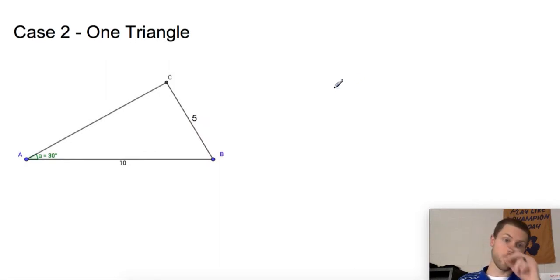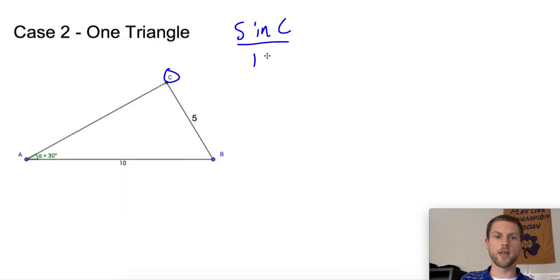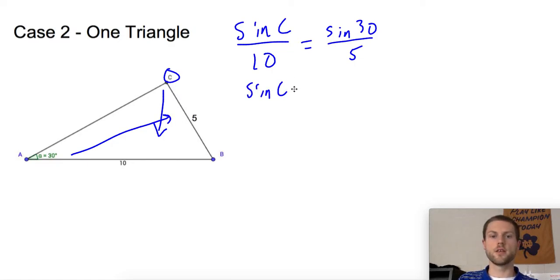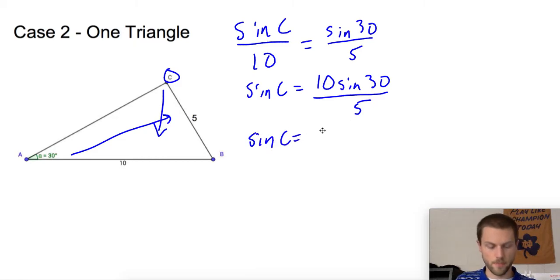Case 2, we were only able to make 1 triangle. As you swung this side around, it only connected that ray in one place. So let's see what that looks like with our law of sines. If this is our angle in question, the sine of C over 10, there's my angle and opposite side, is going to equal the sine of 30 over 5. Again, there's my angle and opposite side. So the sine of C is going to equal 10 sine 30 over 5, and this comes out to be just 1.